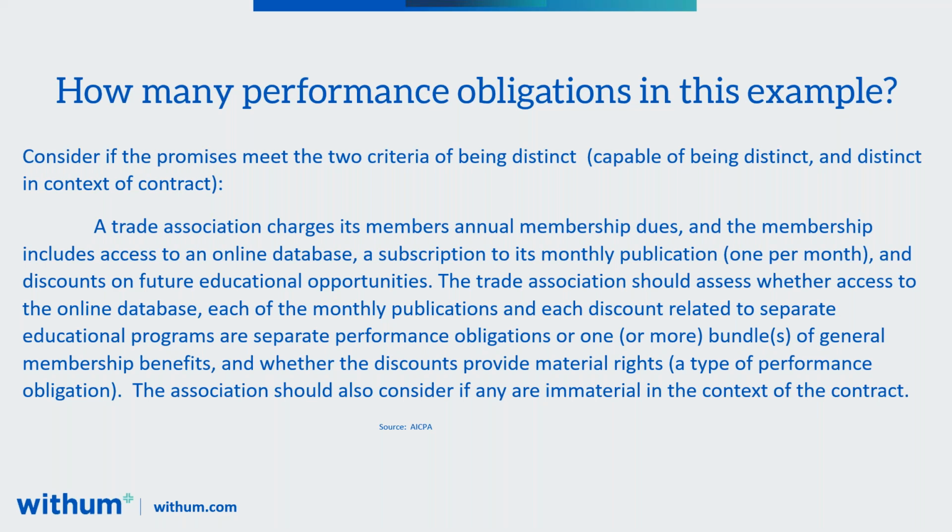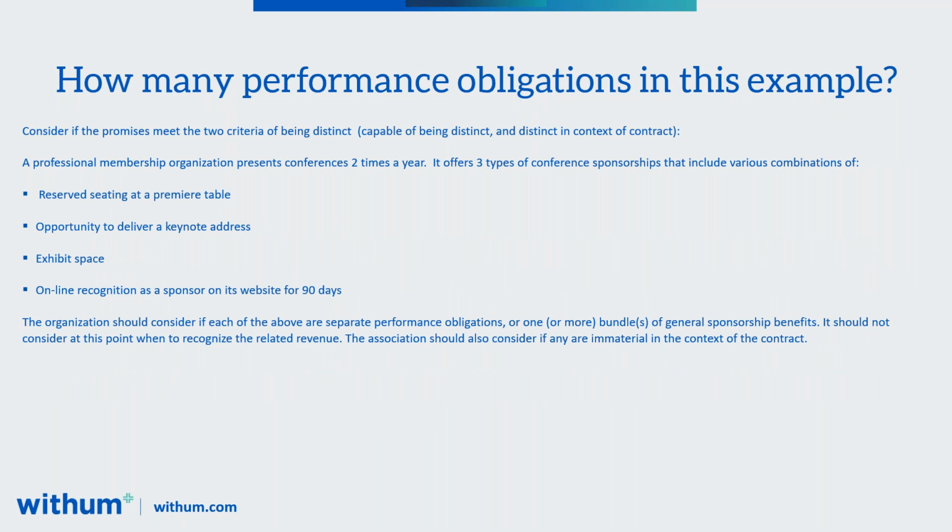The trade association needs to consider whether each of those things is a performance obligation by referencing that definition of distinct. And I would say, just looking at the facts and circumstances here on this slide, that most likely each of these 3 things would rise to the level of being a separate performance obligation. However, I don't know whether any of these are immaterial in the context of the contract. For example, maybe the access to the online database is really immaterial and I might be able to disregard it. So there's an example for you.